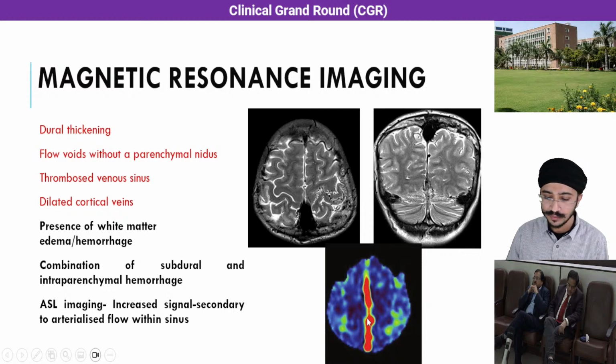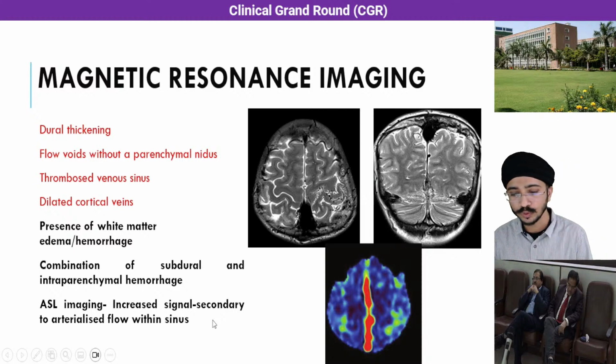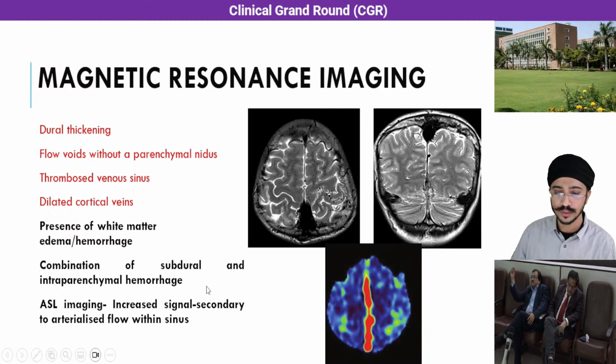In a case of a dural AV fistula, like in this case of a superior sagittal sinus dural AV fistula, we can appreciate the hypersignal on ASL images in the superior sagittal sinus, which suggests arterialized flow within the sinus. Hence ASL images should be included in the protocol when a dural AV fistula is suspected.